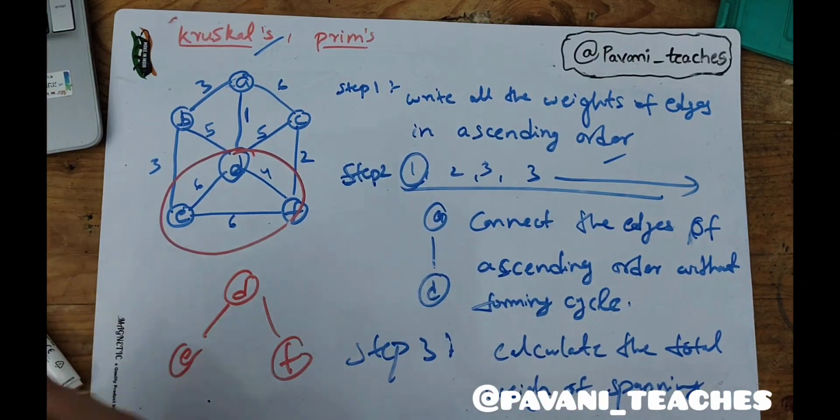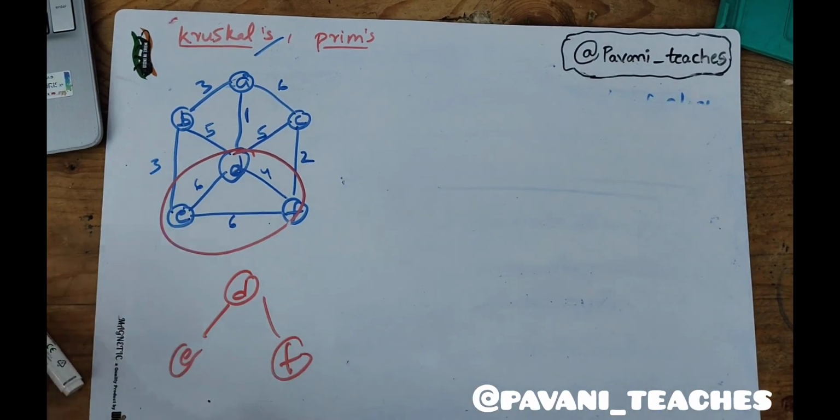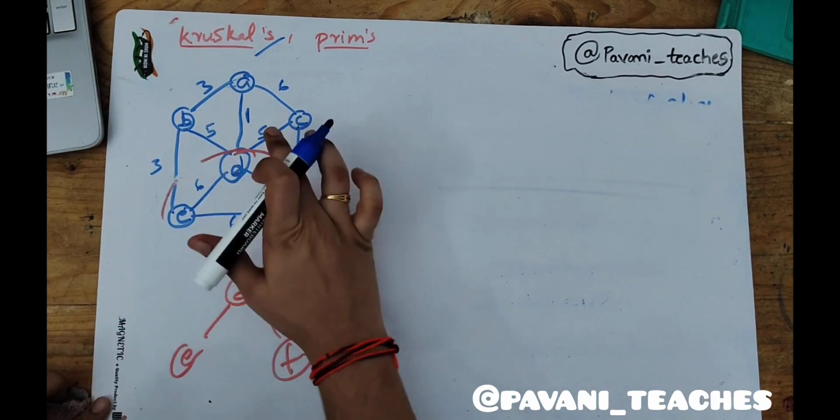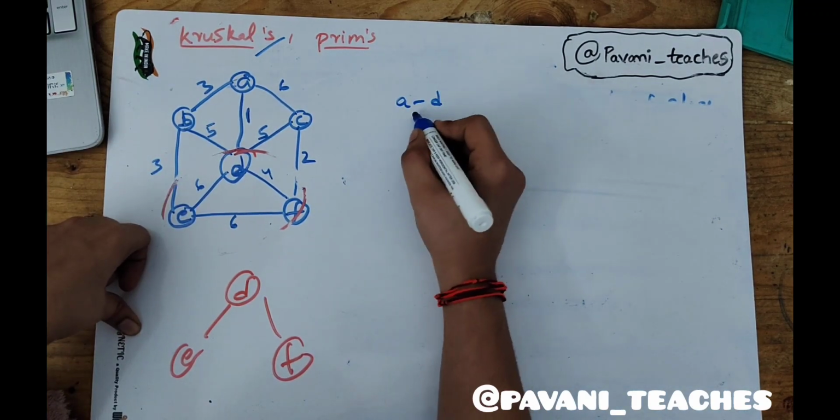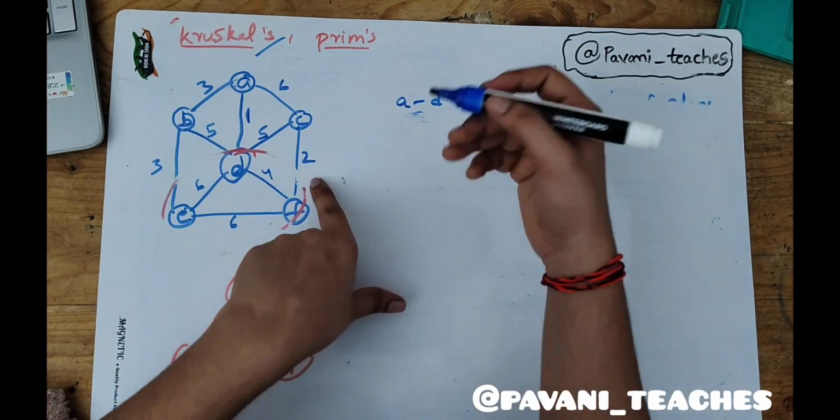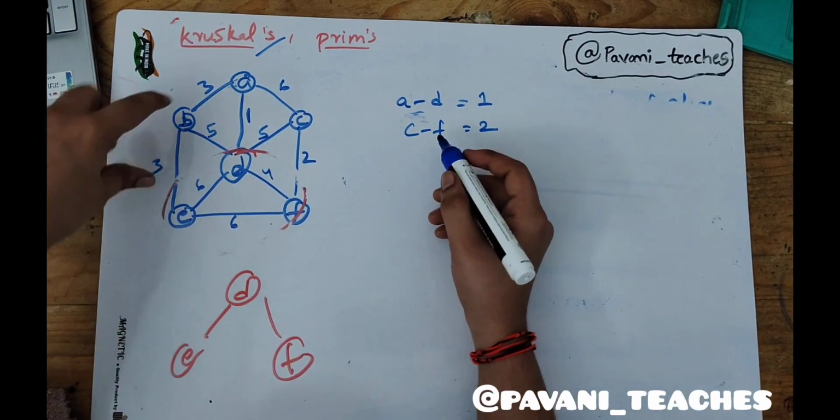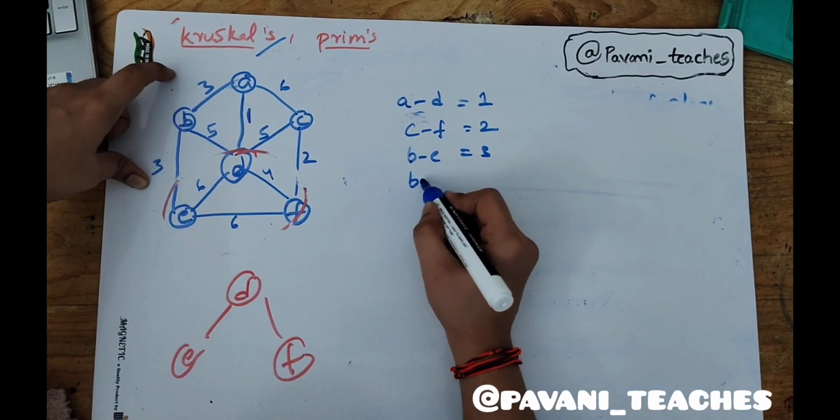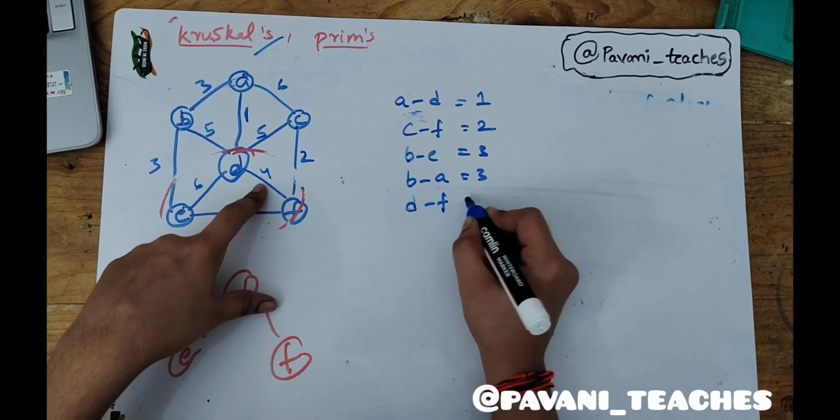Now I'll explain how we have to solve this. I'm writing all the edges in ascending order. First one, that is A to D 1. I'll write here A to D 1. Then the next number 2, that is C to F 2. Then we have 3. You can write any edge first: B to E 3, B to A 3. Then it is 4. D to F is 4.